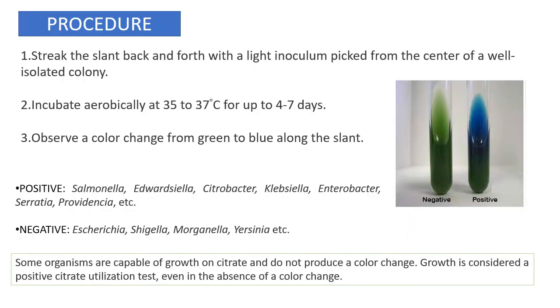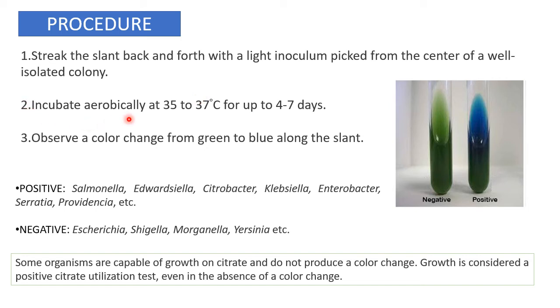Okay, now about the procedure. The Simmons citrate agar is used, and slants are made for the citrate test. You can see here in the picture, slants of Simmons citrate agar are made, and on that you streak your inoculum. Streak the slant back and forth with a light inoculum which is picked from the center of a well isolated colony. The culture that you are using for any biochemical test should be freshly grown, that is, maximum 18 to 24 hours old, to get your biochemical results precise and accurate.